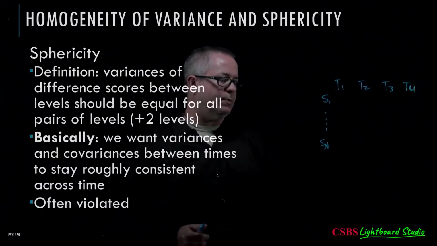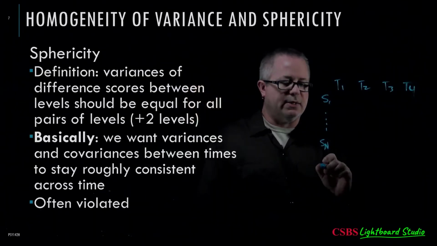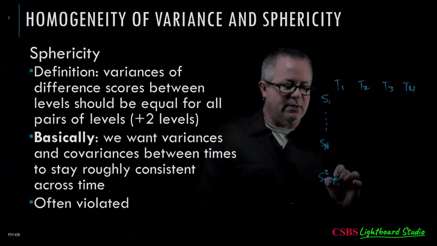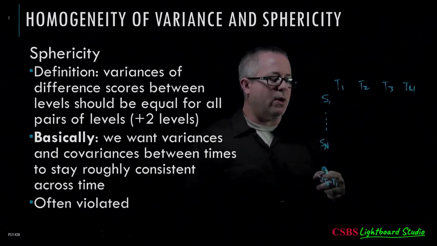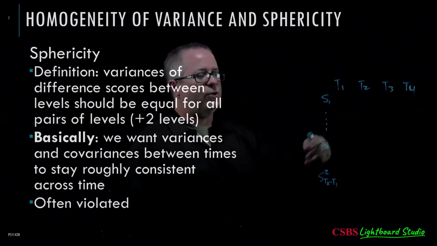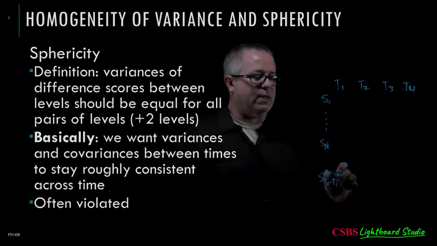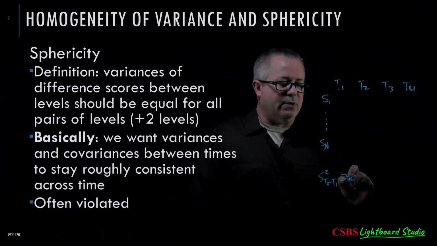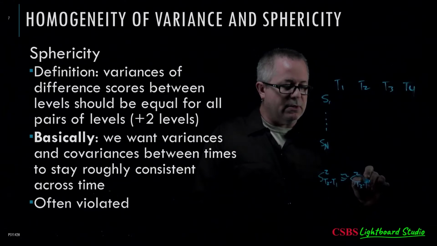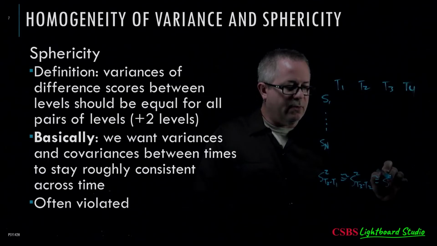So what sphericity assumes is that if I get the variance for, say, T2 minus T1, the difference between those two, however much variability there is in the change, however much people vary in their change from time 1 to time 2, I expect that to be roughly equal to the variability in their change between time 3 and time 2, which is also equal to the variability in their change from time 4 to time 3.